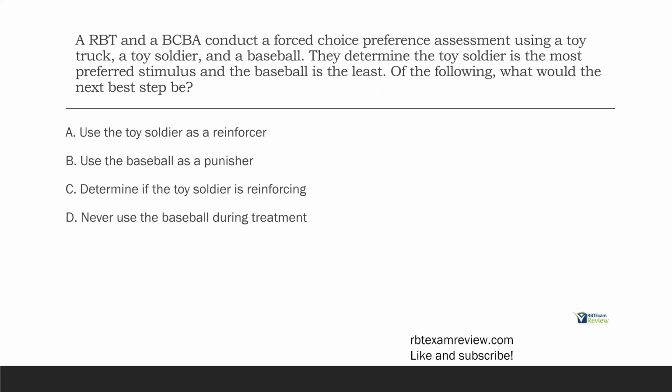The RBT and a BCBA conduct a forced choice preference assessment using a toy truck, a toy soldier, and a baseball. They determine the toy soldier is the most preferred stimulus and the baseball is the least. Of the following, what would the next step be? Next best step be? This is a tricky question, so go slow. Really think about what the question is asking. They want to know the next best step.